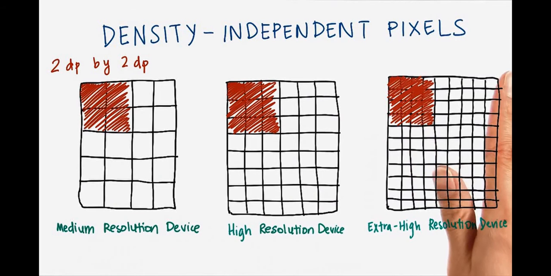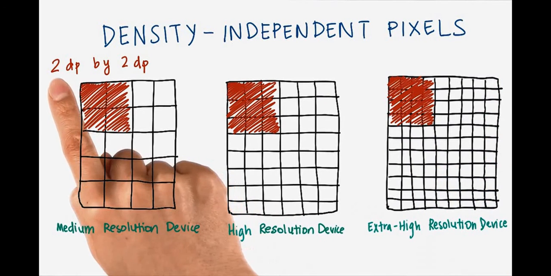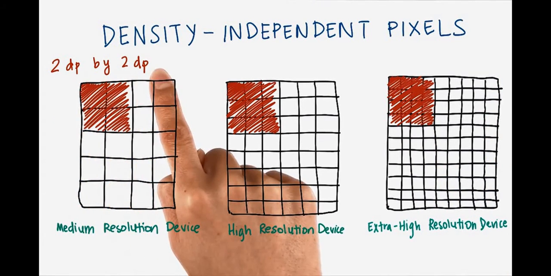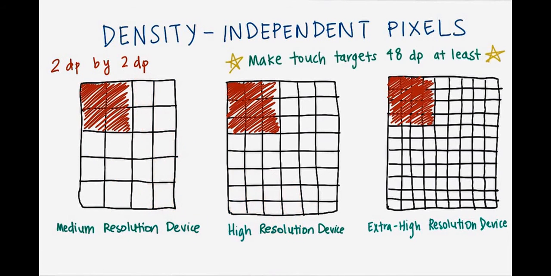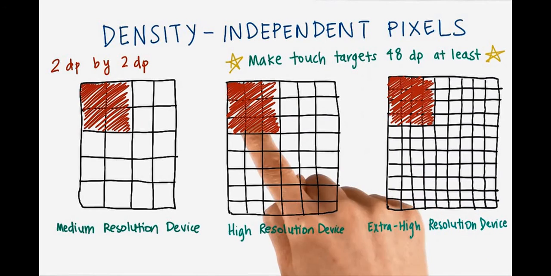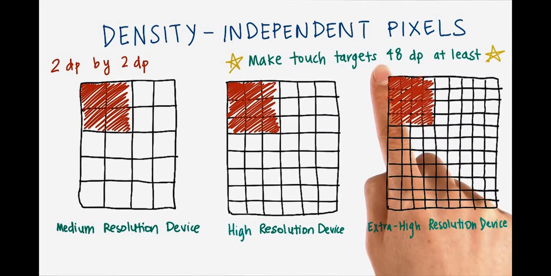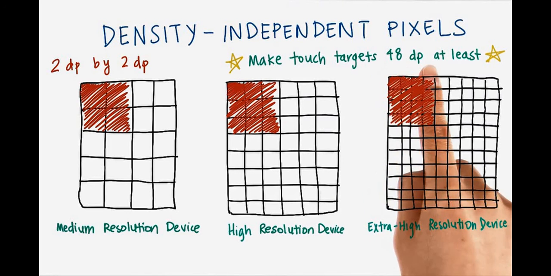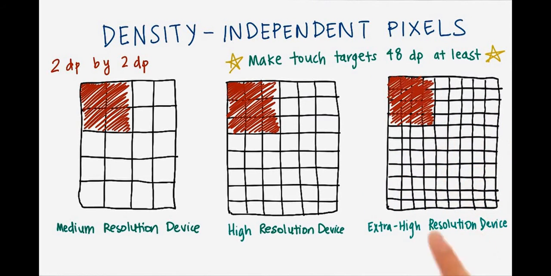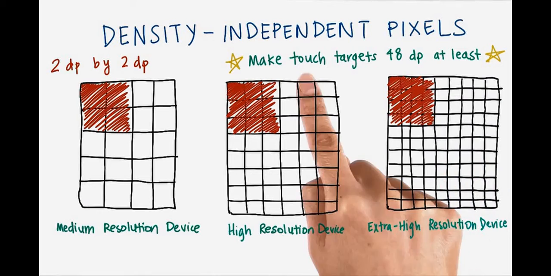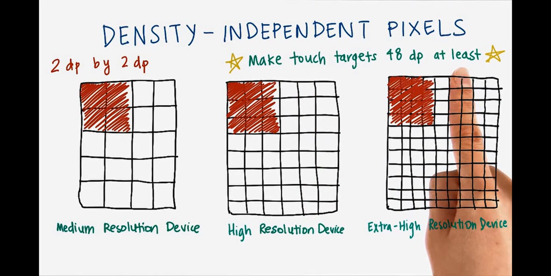You don't have to worry about any of that logic. All you need to remember is that you need to define your sizes in terms of dip values. When designing your apps, we recommend that all touch targets, like buttons, should be at least 48 dips tall and wide. Notice that it says 48 dips and not 48 pixels. Otherwise, it would be really tiny on this extra high resolution device. This will make your app easy to use for everyone.